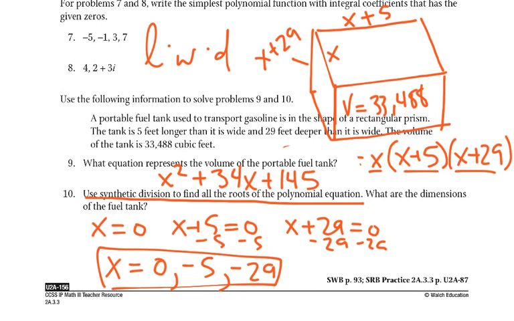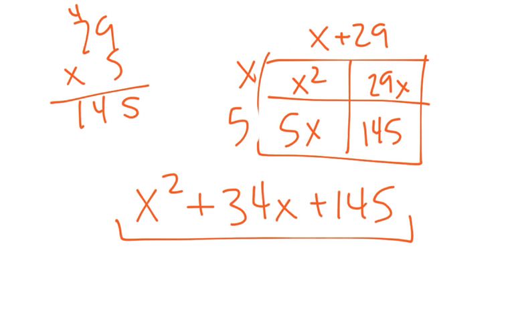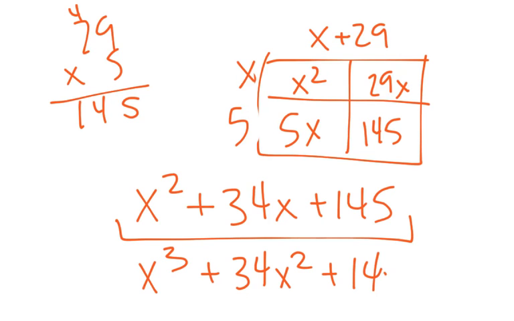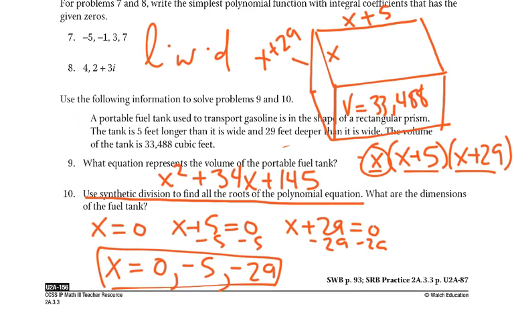Okay, just like that. Oh, we forgot to multiply by that last x, didn't we? So basically that would make that x cubed, 34x squared, and 145x. Just kind of adds an x to everything, right? So that would be cubed, squared, x. That would be our equation. Okay? So we've got our equation, we've got our zeros, our roots. Now we just need to figure out what the dimensions of the fuel tank are.